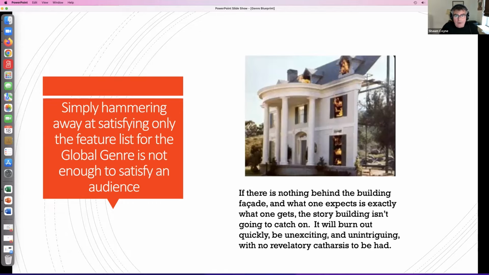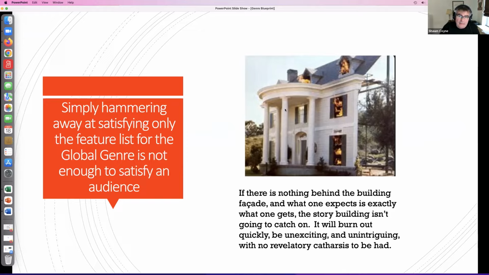Okay, but here's the problem. Simply hammering away at satisfying only the feature list for the global genre is not enough to satisfy an audience. It's not enough. If there's nothing behind the building facade and what one expects is exactly what one gets, the story building isn't going to catch on fire. It will burn out quickly, be unexciting and unintriguing, with no revelatory catharsis to be had for your audience.